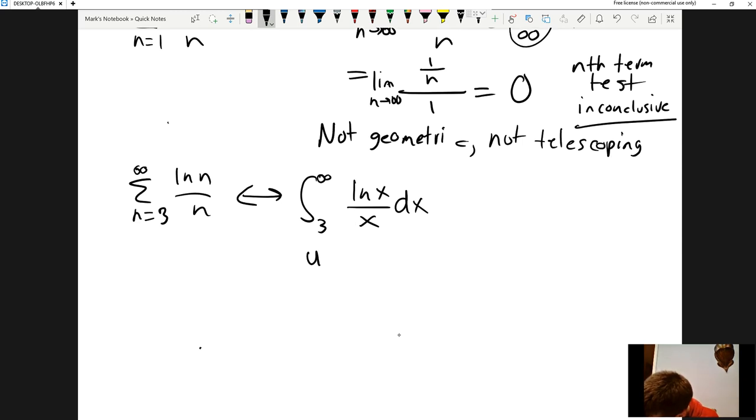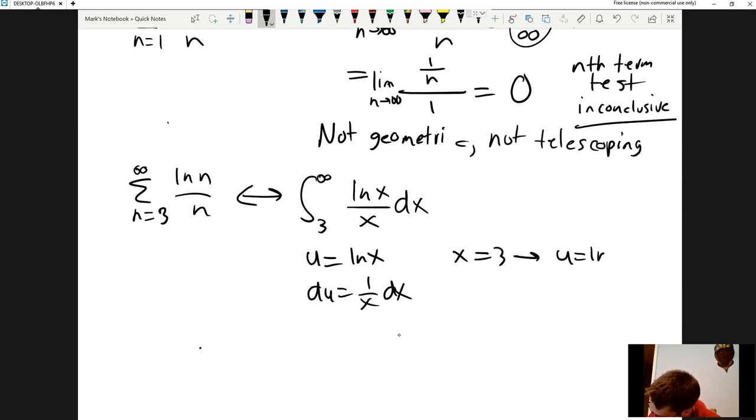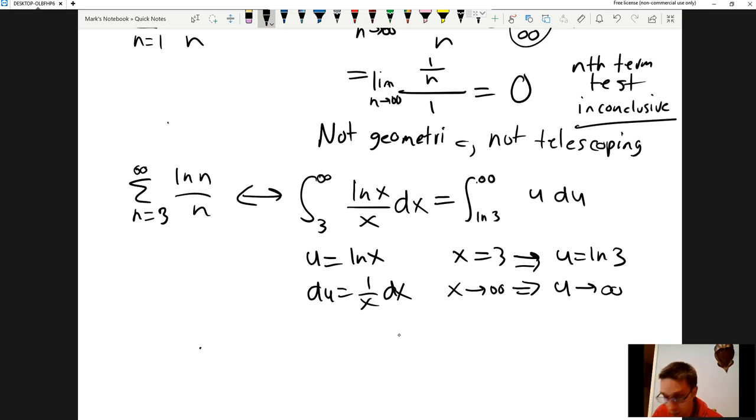I'll use a u substitution for that. We'll let u equal log x, and du would therefore be 1 over x dx. And we'll want to change our limits. When x is equal to 3, u is equal to the log of 3. And as x goes to infinity, u is going to approach infinity as well, right? If you take the log of larger and larger numbers, you get larger and larger numbers going off to infinity. And so this integral can be written as the integral from log 3 to infinity of u times 1 over x dx, which is just du.